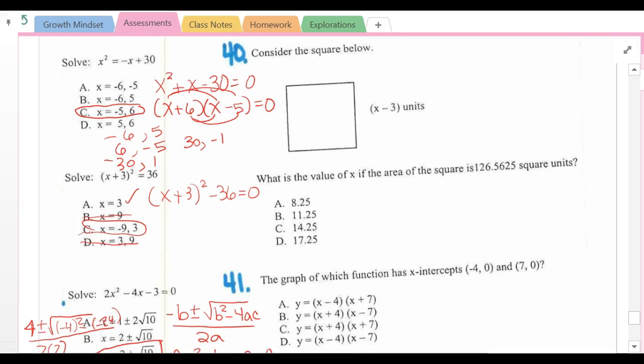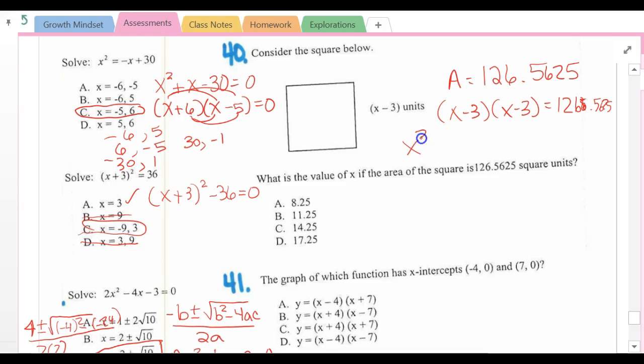Okay, 40 says, consider the square below, x minus 3 units. What is the value of x if the area of the square is 126.5625? So we know area is 126.5625. An area of the square means that x minus 3 times x minus 3 has to equal 126.5625.